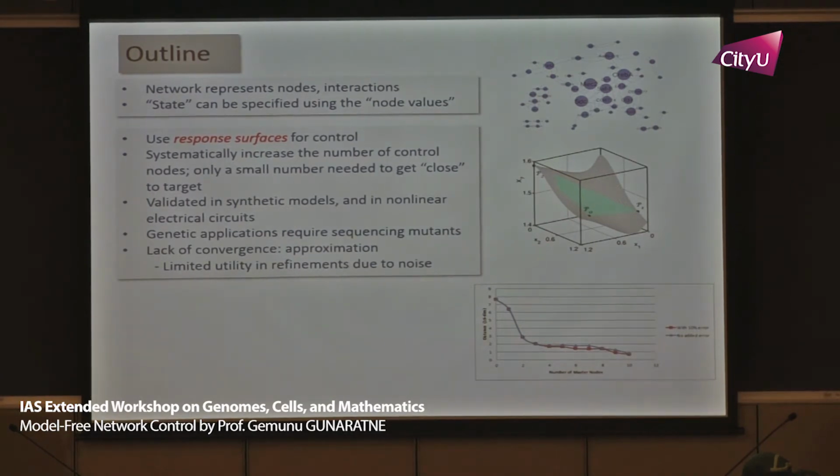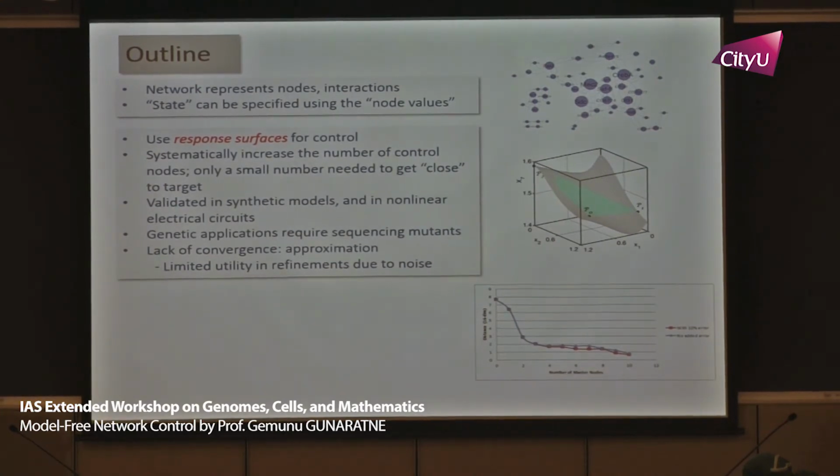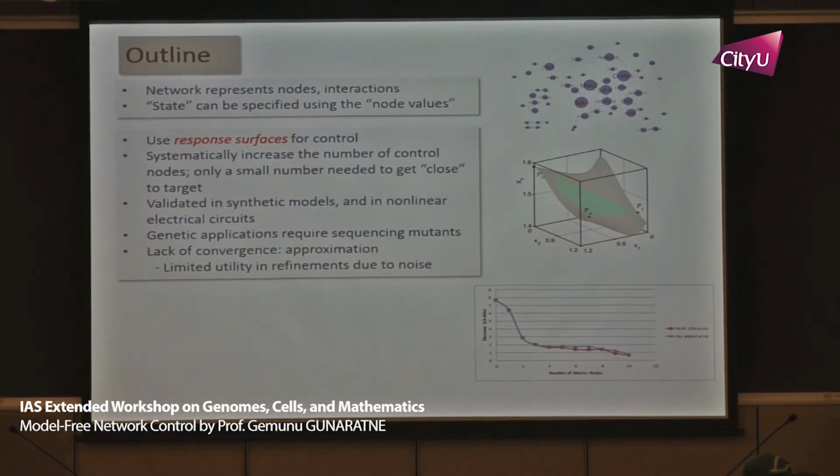Let me remind you what I have done. I've used response surfaces to control, and I've told you how to control the network. Start with one node. If it is not enough, find out what the next best node to control is and go on doing that. Convergence happens, and you can get it by controlling a few genes. The lack of convergence is because of the nonlinearity, but it's not worth correcting for the nonlinearity because of the noise in the data itself.